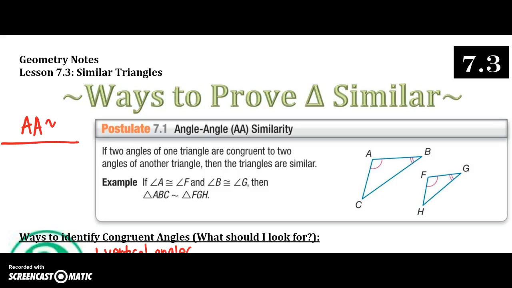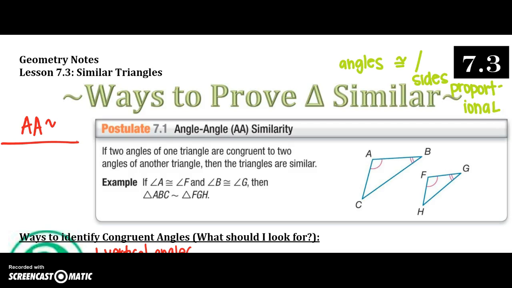Hey there, so we're going to continue with similar polygons, what we learned in 7.3, but now we're going to find some shortcut ways to prove triangles similar. Remember, similar means my angles are congruent and my sides are proportional. So just keep that in mind, what we learned yesterday, to help us through this lesson.